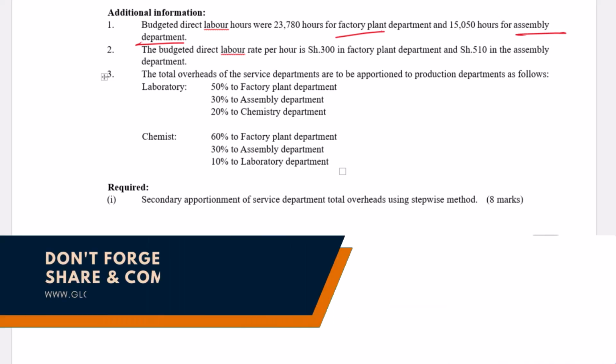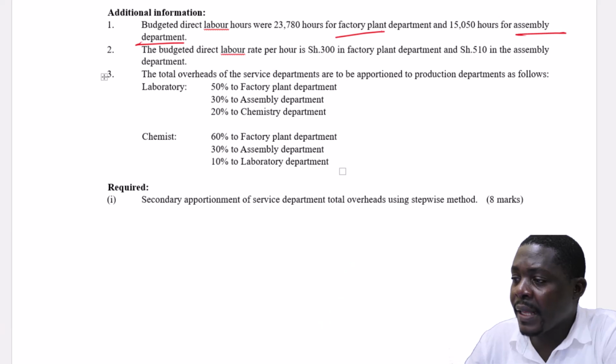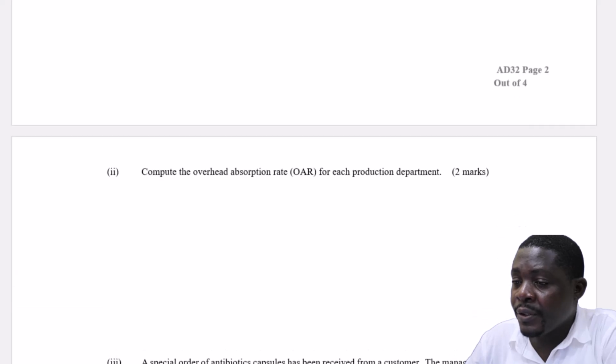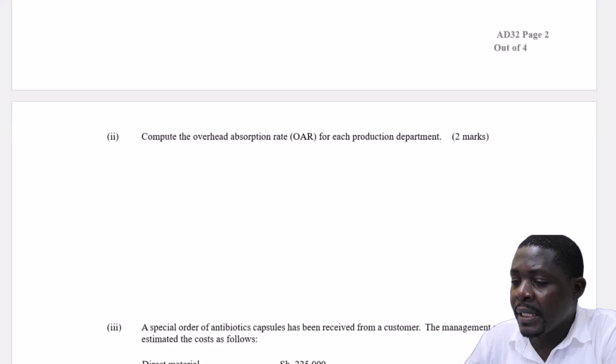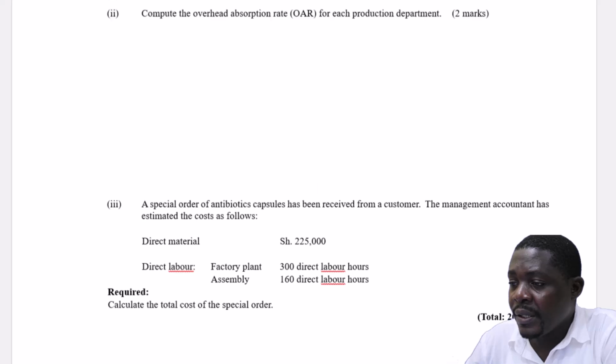Required: secondary apportionment of service department overhead using the stepwise method, 8 marks. And then we are also told to compute the overhead absorption rate for each production department. And then we do the next. The special order for antibiotics has been received from the customers. The management accountant has estimated the cost as follows. We are going to see how to do it.